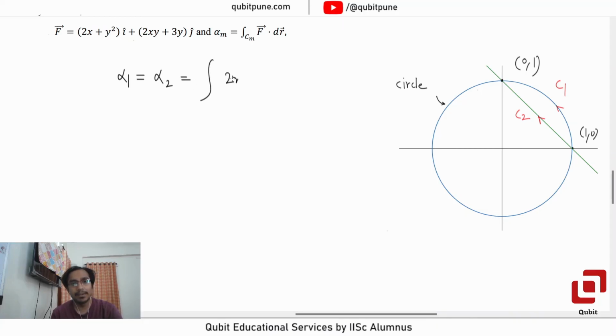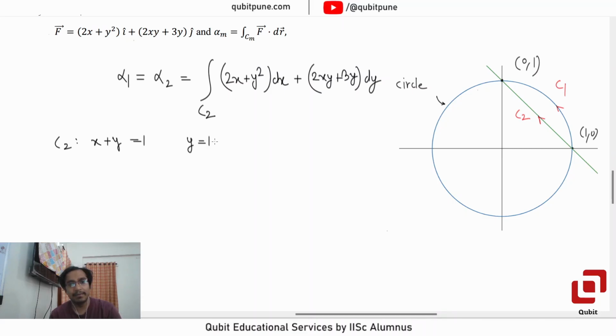Integral of 2x plus y squared dx plus 2xy plus 3y dy. Any curve would do, so we are following C2. What is the equation of C2? x plus y equals 1. So y will be 1 minus x. So the first integral would be x going from, wait, x is actually decreasing, yes, x is decreasing from 1 to 0.